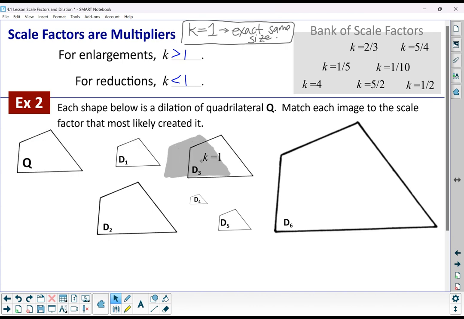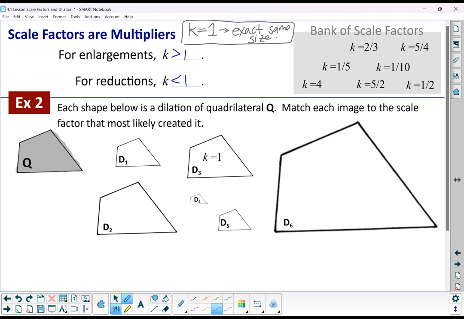And I can actually move my little highlighting over there and you can see that it is exactly the same size. Let's start with D1 now. D1, D4, and D5 are all reductions. They are all smaller. Like if I drag this over, you can see that they are all smaller. So for D1, it's smaller, but it's not a lot smaller.